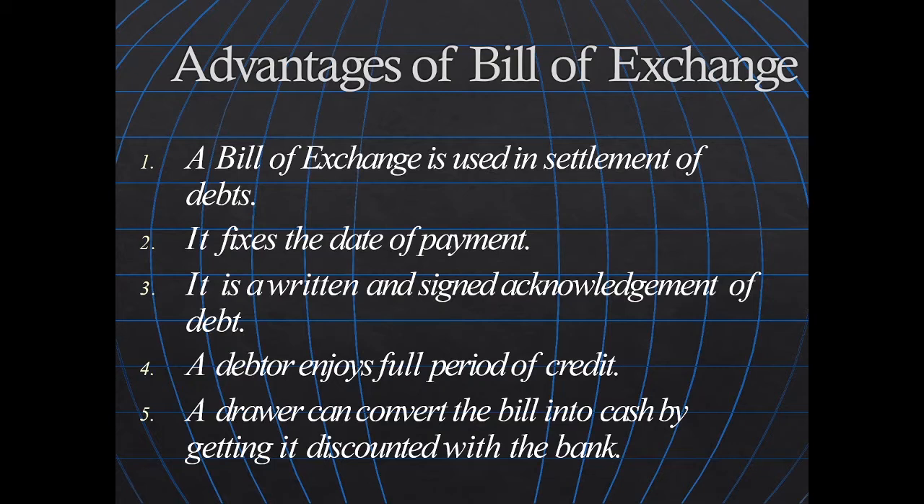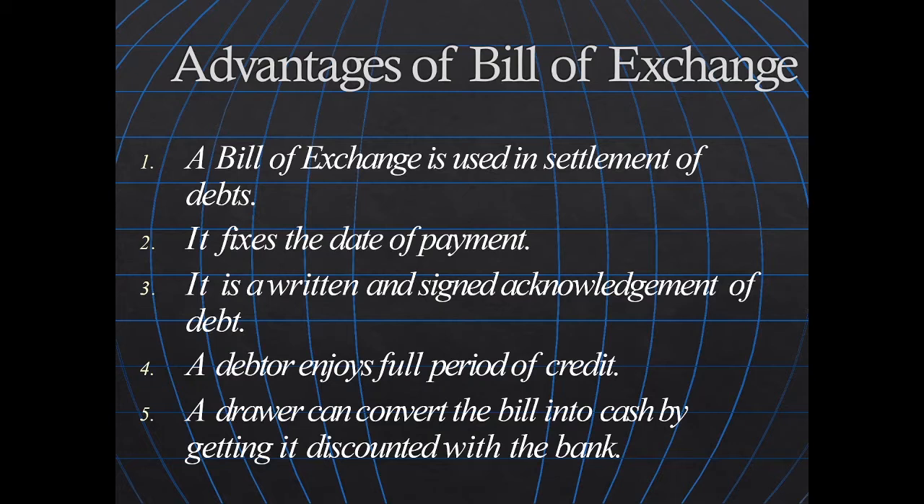So the debts were settled through written documents with stamp and signature. That's why it is an acknowledgement of debt. The debtor enjoys the full period of credit. 3 months, 4 months time period was given. So the debtor is free. He need not worry about the payment till the date of maturity. Once the date of maturity arises, then our debtor may pay the money. He will enjoy the credit period.